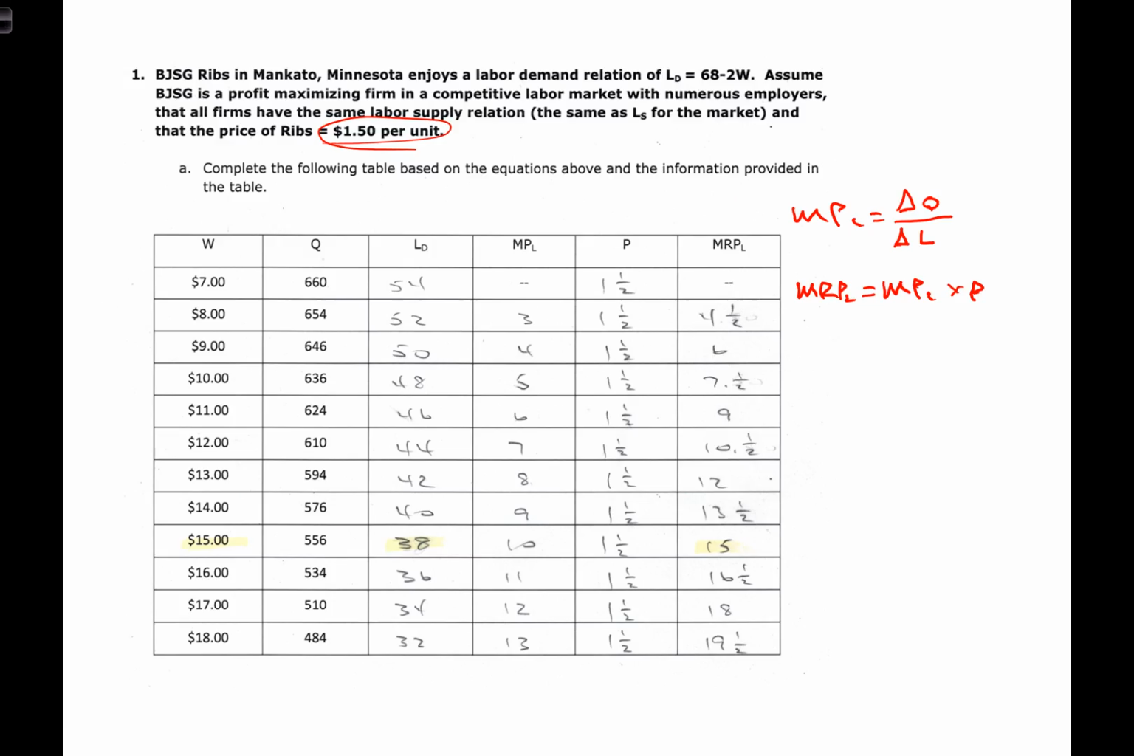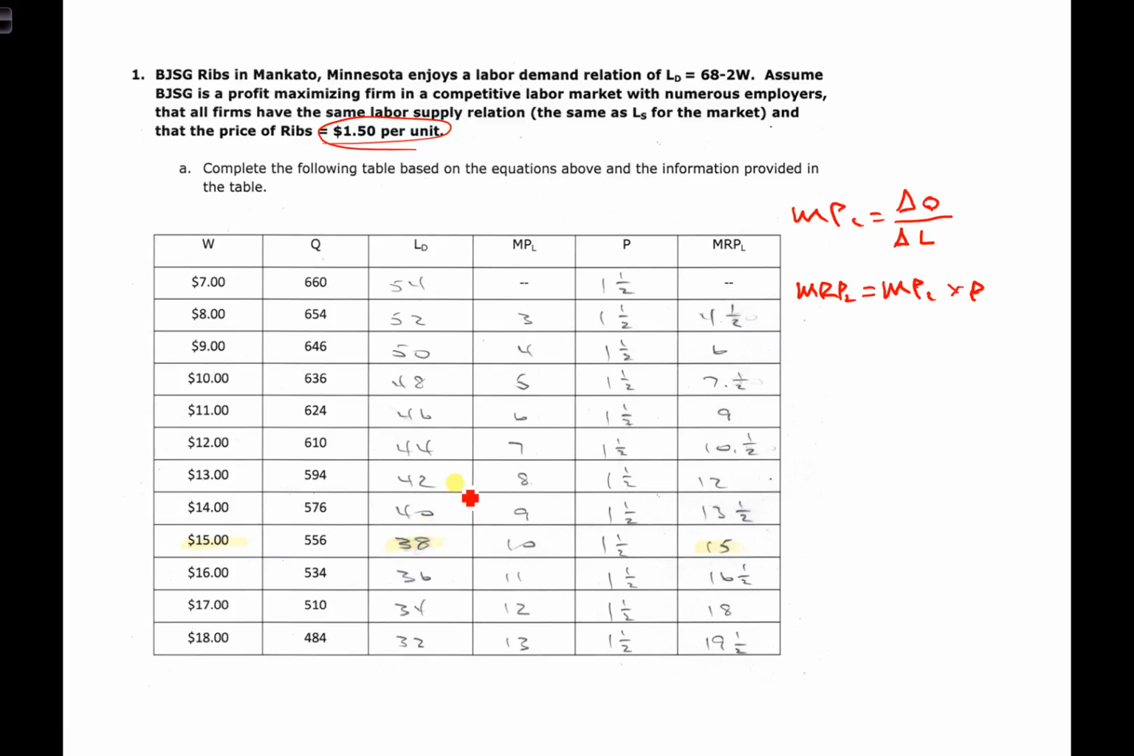Well, all we need to do is scan down the wage column, and then scan down the marginal revenue product of labor column, and find the row at which they're both the same, which happens to be at a wage of 15, marginal revenue product of 15, and we're showing here that we have 38 workers.